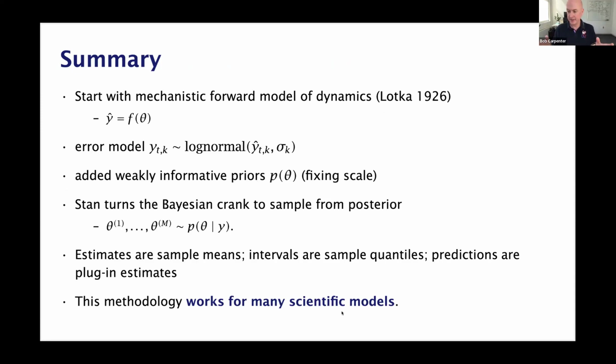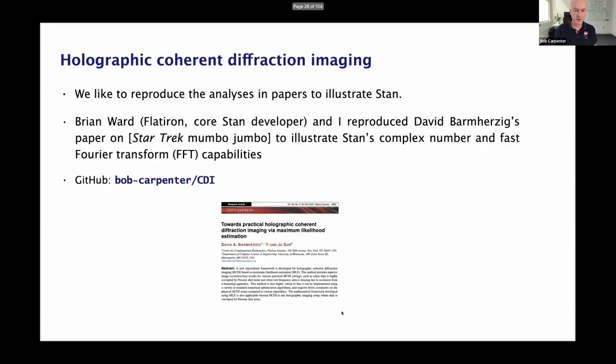So we start with this: you get a friendly scientist involved, learn enough about their world to code a model. There's an error model that says we make observations. We're measuring these pelts. We don't expect that to perfectly reflect even the number of animals, so we're going to have some error there. We added some weakly informative priors to fix the scale, right? We use Stan to do sampling from the posterior, and then we just do plug-in estimates of everything. So just standard Bayesian inference here.